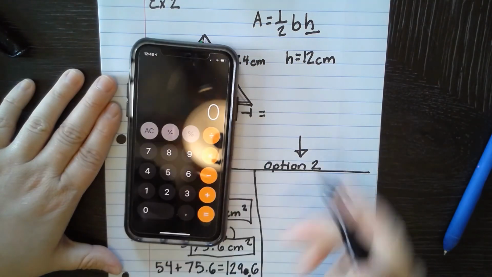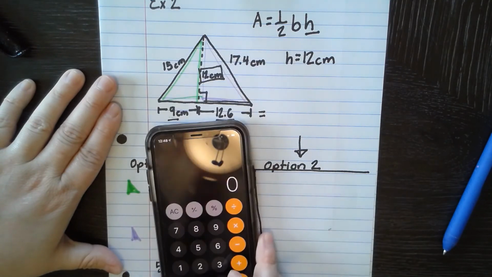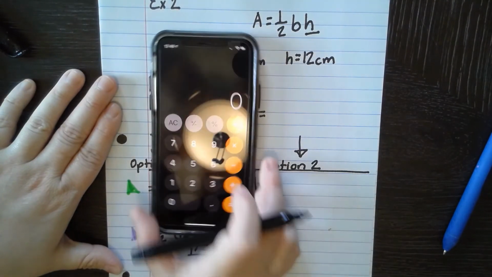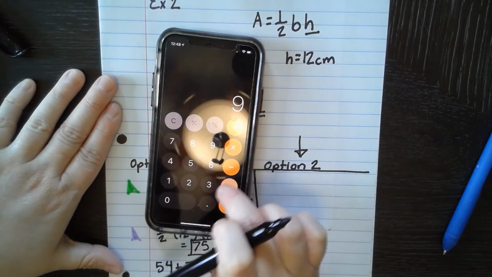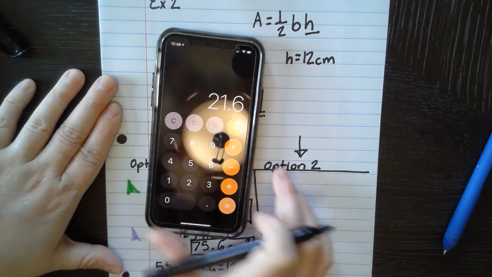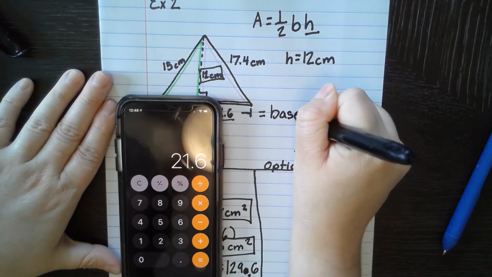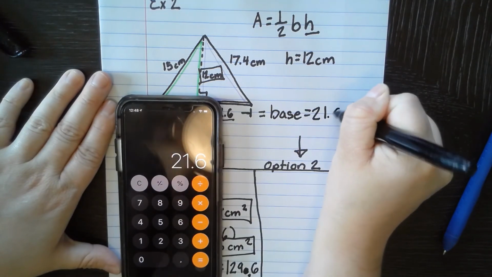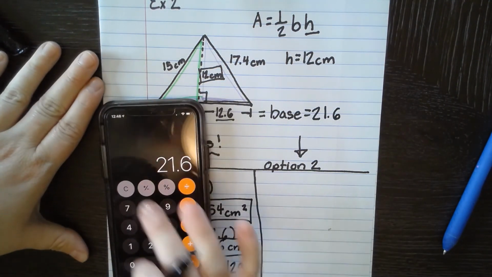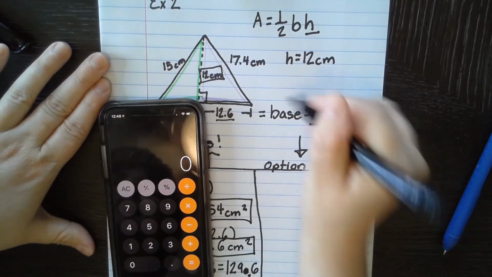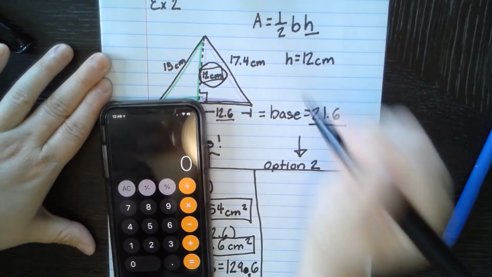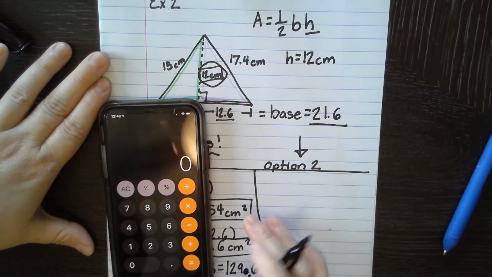So that'd be my first step. I'm going to add those to get the total base. That is 9 plus 12.6. And when I do that, I see that the total base, I should say, is 21.6 centimeters. Now that I know that, I just have one base, one height, and one formula. I'm going to solve that now.